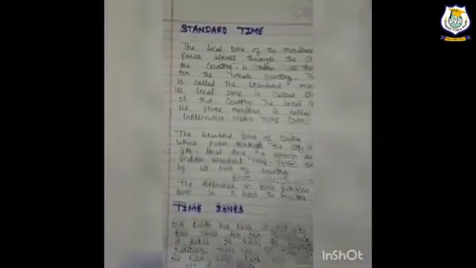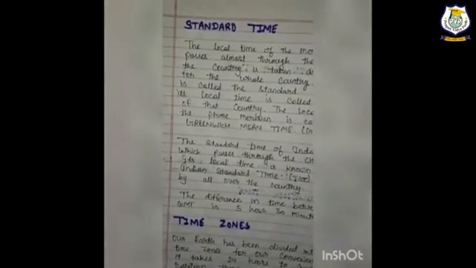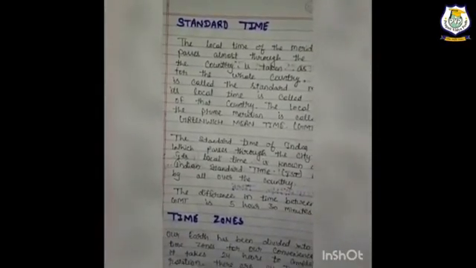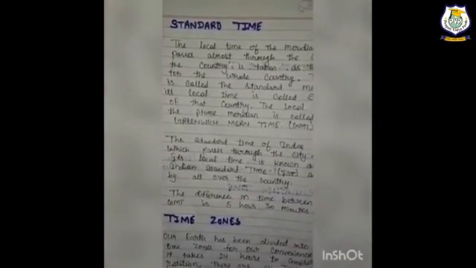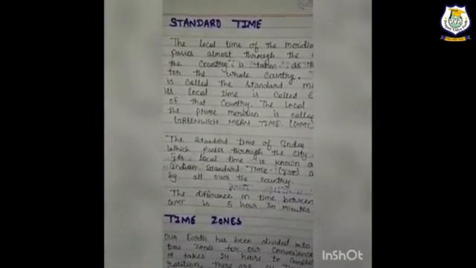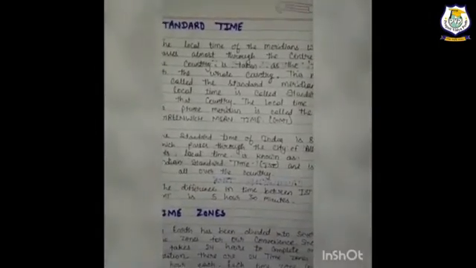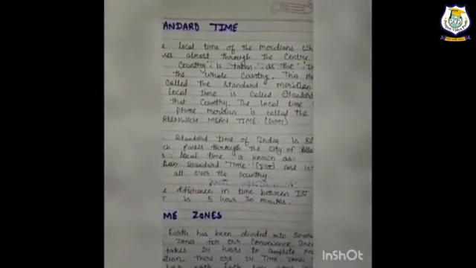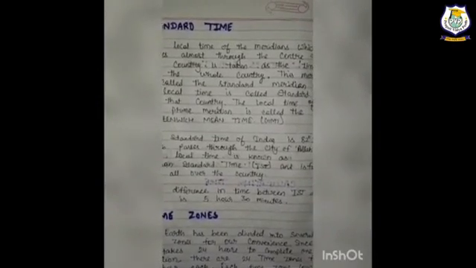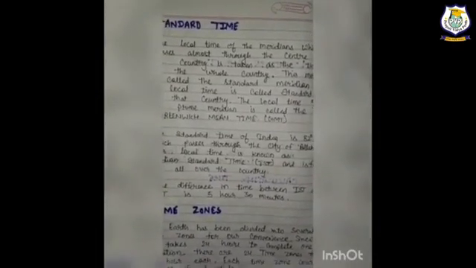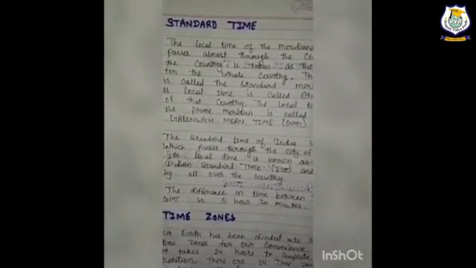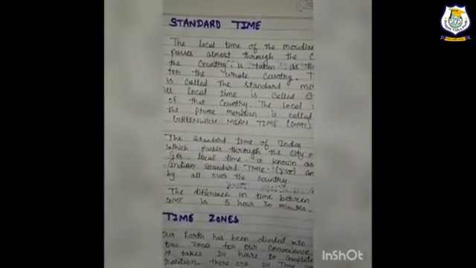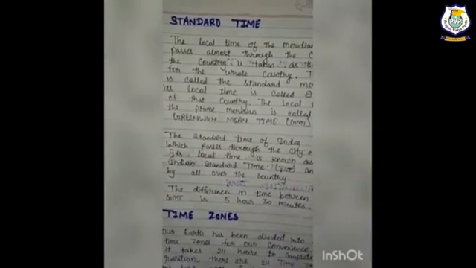Our country is to the east of the Greenwich. Our standard time is 5 hours 30 minutes ahead of the Greenwich Mean Time. And suppose any country is located at the west of the Greenwich meridian, then the time will be 5 hours 30 minutes before the Greenwich Mean Time.